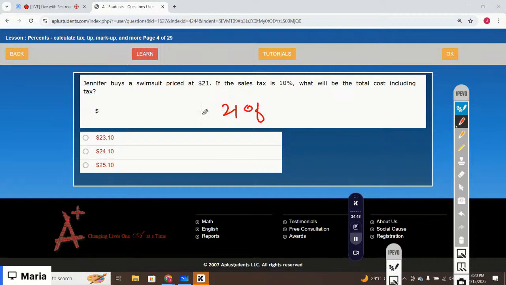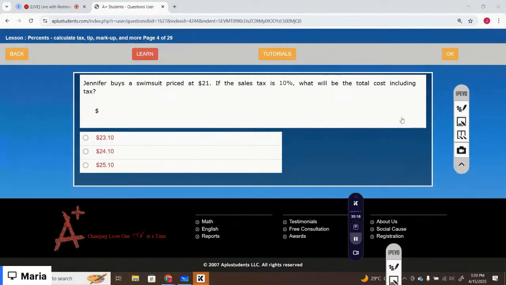So 10% of 21. 21 times 10 over 100. That is 2.1. So 21 plus 2.1 is 23.1. Option number 1 is the correct option. That is $23.10.